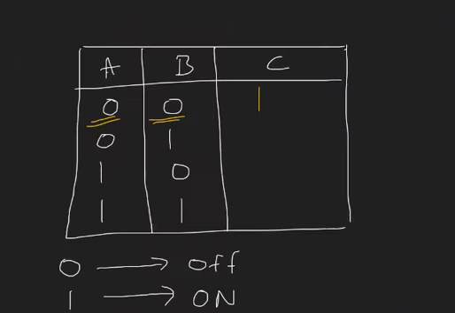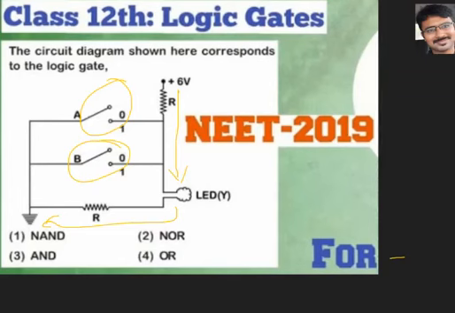What is the next situation? A is 0, B is 1. This is the second situation. That means, what do you mean by A is 0 here? A is 0 means it is open. And B is 1. That means it is closed. It is closed. So now the current can flow.